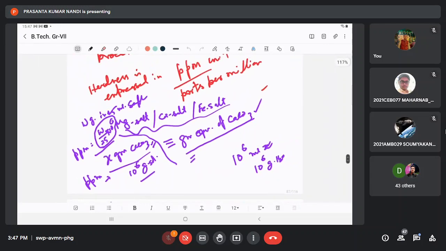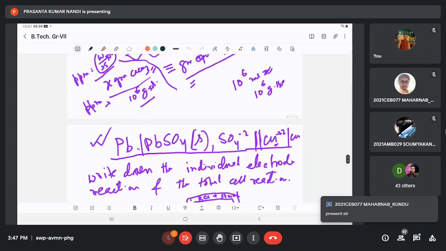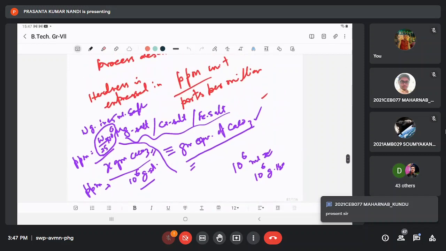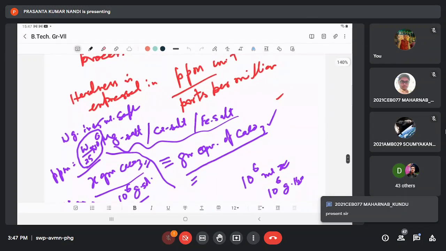So this is the experimental procedure regarding the estimation of hardness of water sample. And meanwhile, if you come to the institute, then in the laboratory we can set up and demonstrate both these experiments. Or you can do it yourself, at least you can practice.